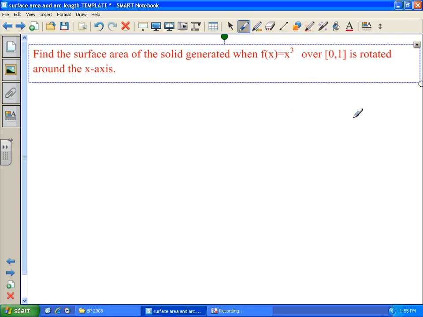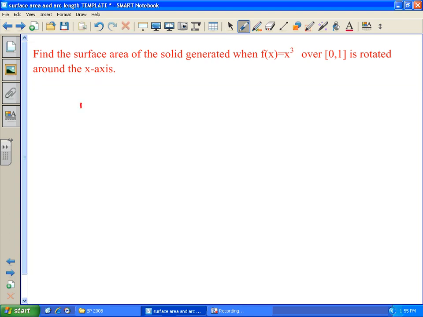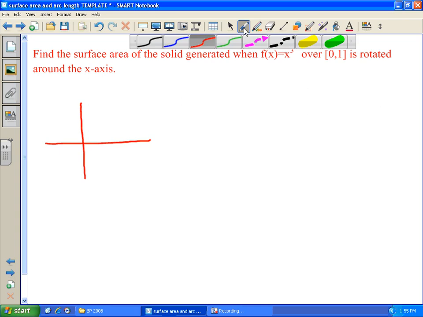The answer is 3.56. So we're trying to find the surface area for the solid generated when y equals x cubed from 0 to 1 is rotated around the x-axis.